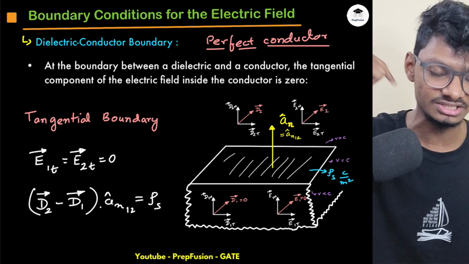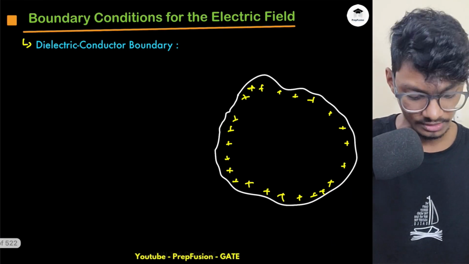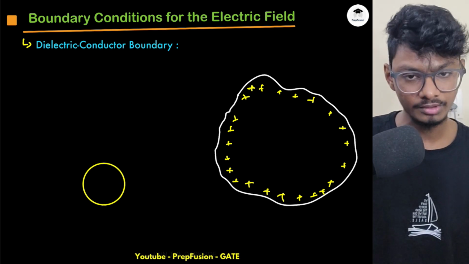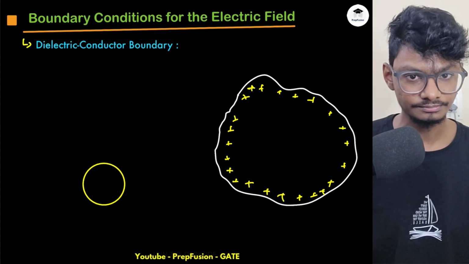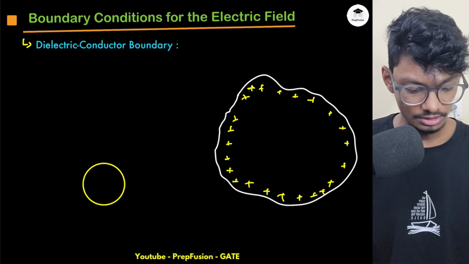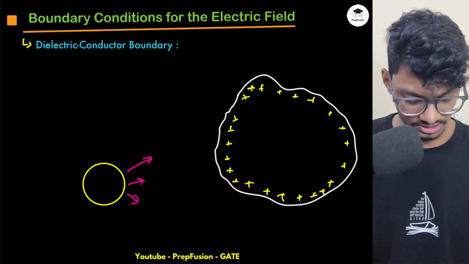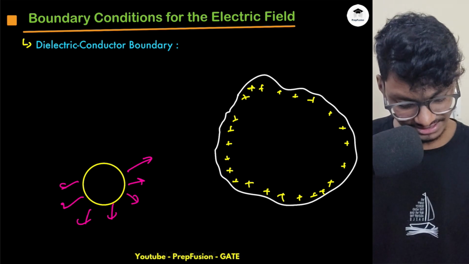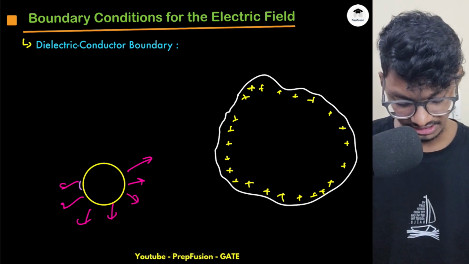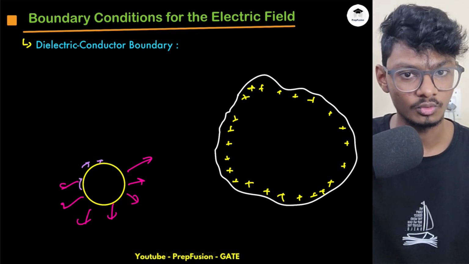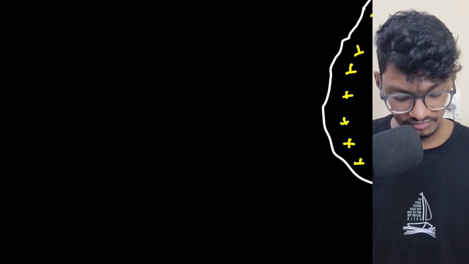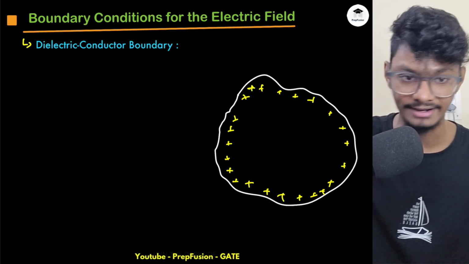Now why is the tangential component 0? Let me take a simple spherical conductor, right? Now if you remember, for a spherical conductor, the electric field is always radially outwards. Now is there any tangential component here on the surface? Is there any electric field in this direction? No, right? There is no electric field in this direction. And what is the reason for not having an electric field in this direction? I will tell you that as well.